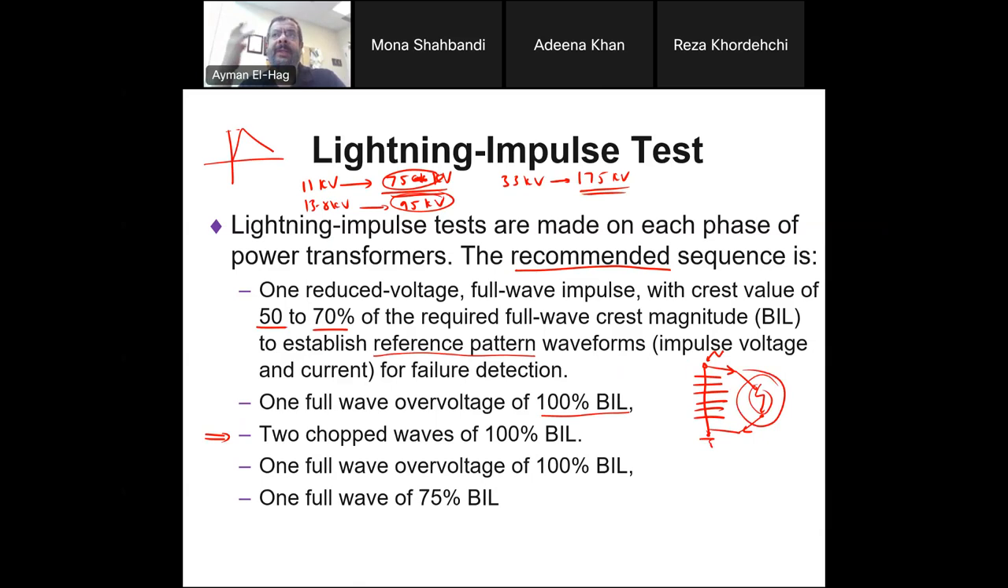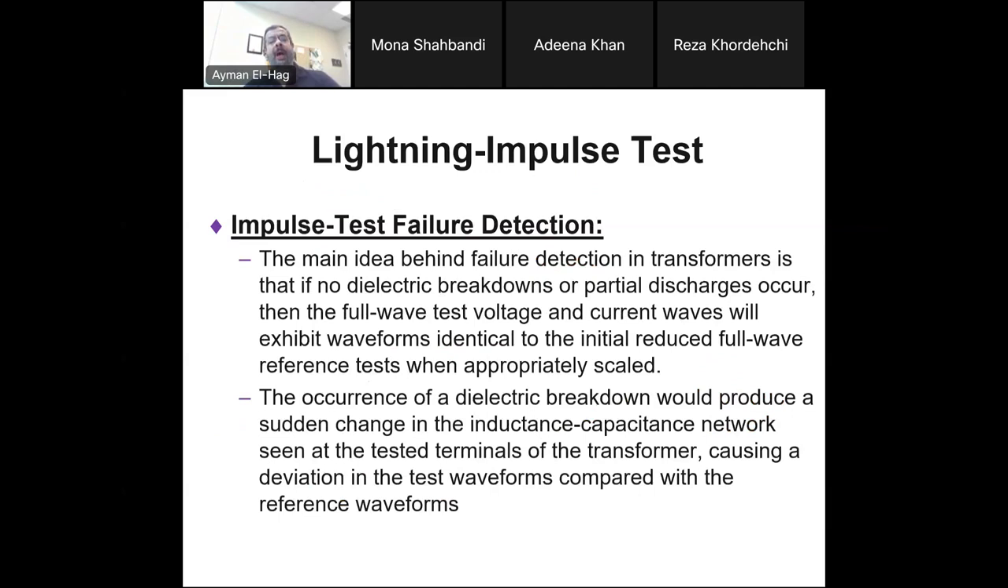That you might be subjected to lightning. Then another one full wave, and then end up with that 75%. Now, how can we detect if a failure happened in the transformer? One of the clear points that we use is to look at the impulse voltage.